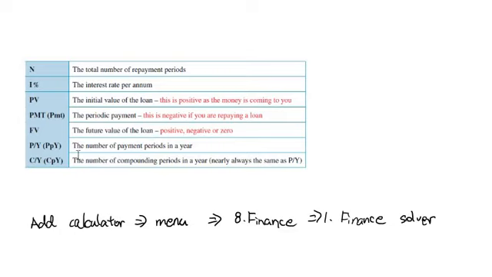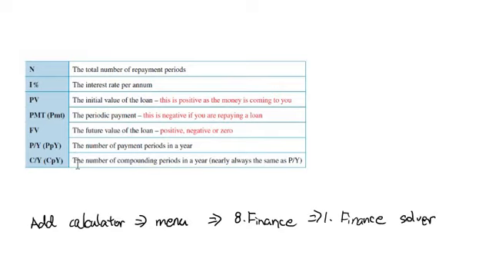And P/Y is the number of payment periods in a year. So, for example, if you are going to pay off the loan in 12 months, so you're making 12 payments, the number of payment periods in a year is going to be 12.